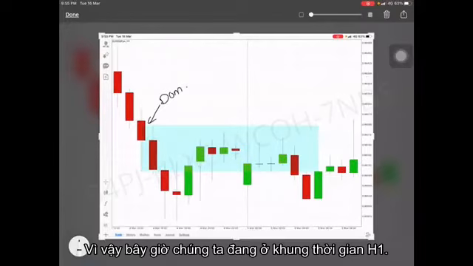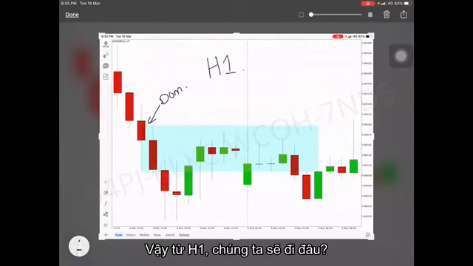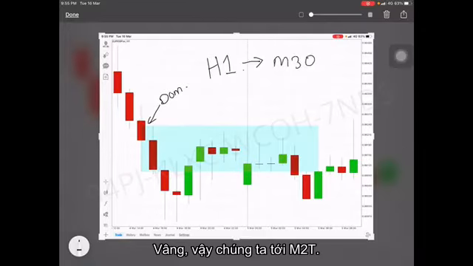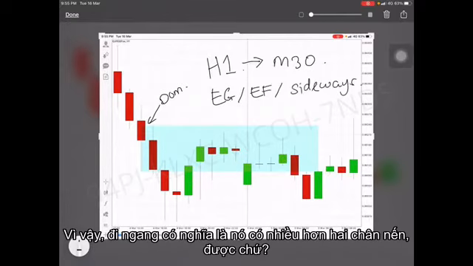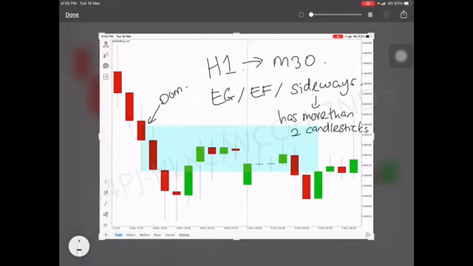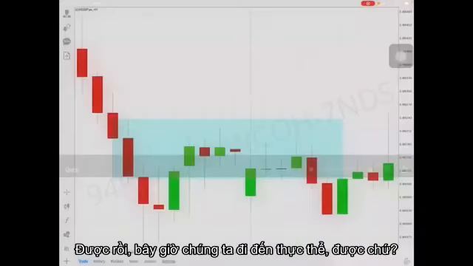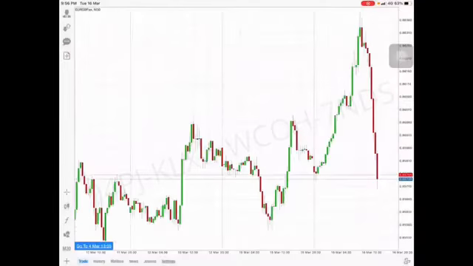Now we are on time frame H1. From H1, where do we go? We go to entity. What are we looking for in entity? We are looking for engulfing, or EF, or sideways. Sideways means that it has more than 2 candlesticks. Now we go to entity.